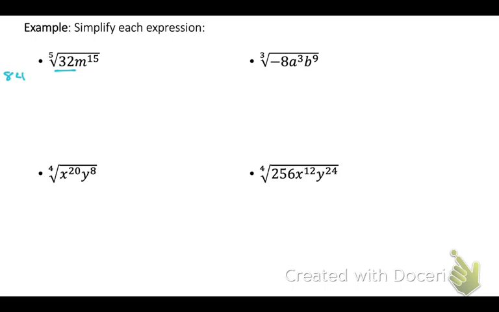So it's 2 to the what? Third. There's 3 here and 2 here. 2 times 2 times 2 is 3 2s. We want to break it down as much as we can. So this is 2 cubed and this is 2 squared. So 2 to the 5th. So 2 to the 5th, m to the 15th, all to what power?